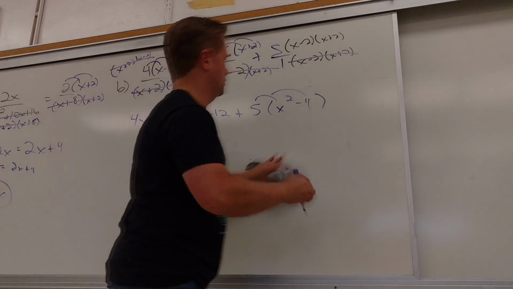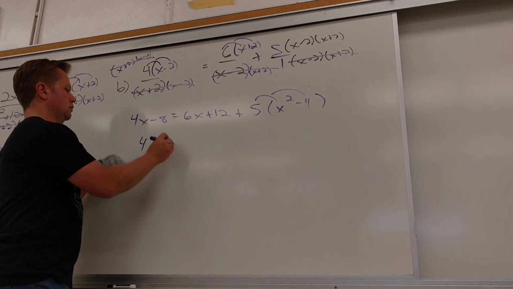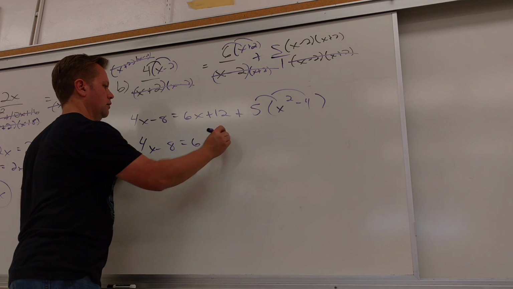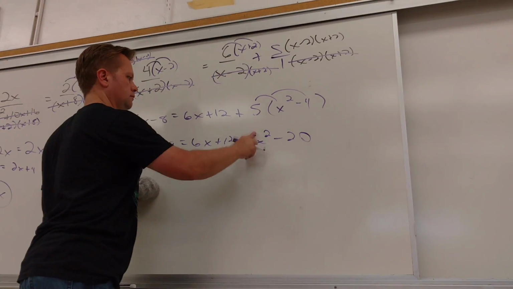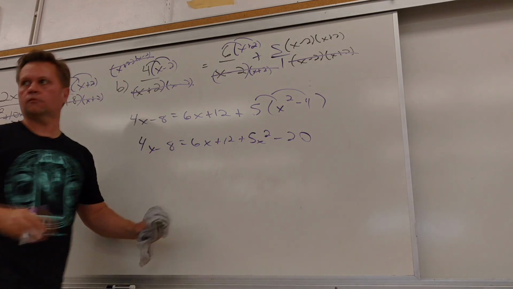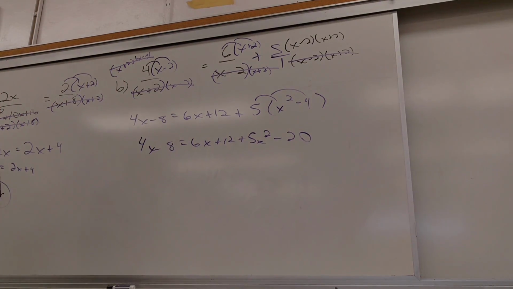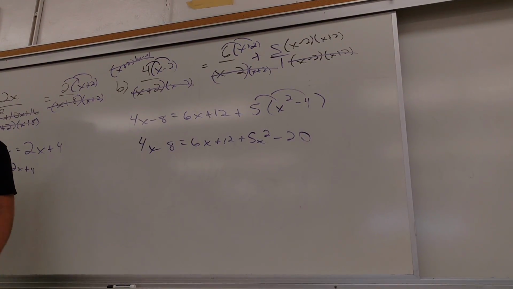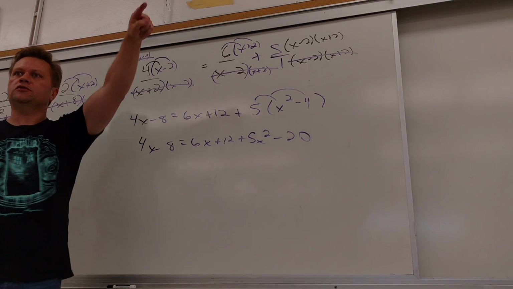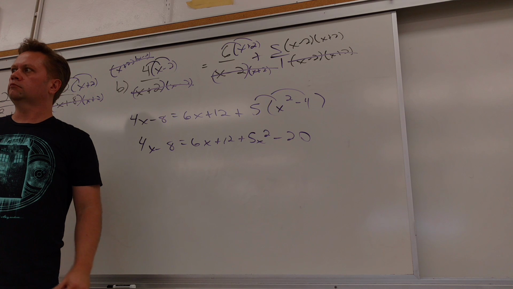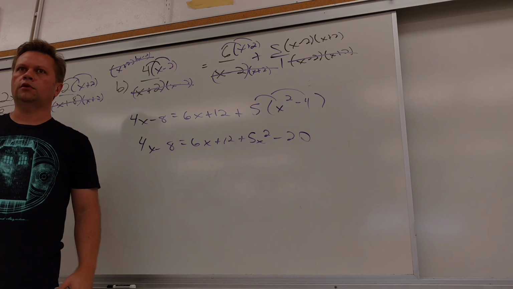All right. So either way you do it, you should end up getting 5x squared minus 1. So if you left it over here, you should have gotten minus 5x squared plus 1. I like it.